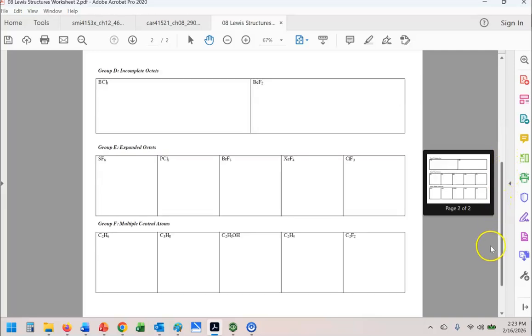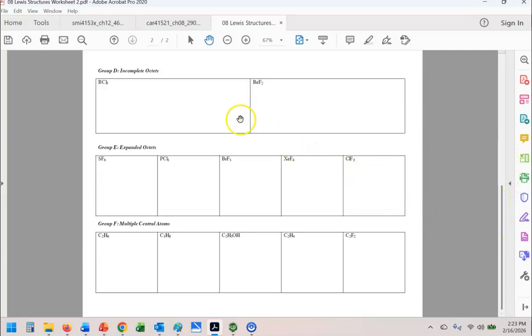We go to the back. Here are examples of incomplete octets. BCl3, which is an analog of BF3, which we just saw in the slides, and beryllium difluoride, which, as we said in the slides, beryllium compounds only have 4 electrons in their valence shells. And then these are all examples of expanded octets. We've already seen PCl5. You're going to see a few more.